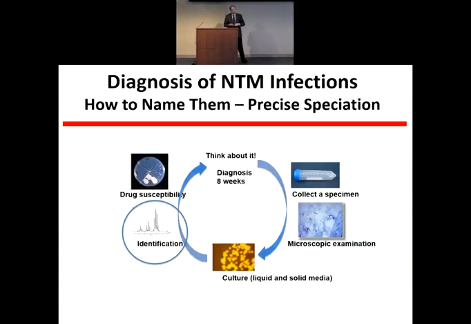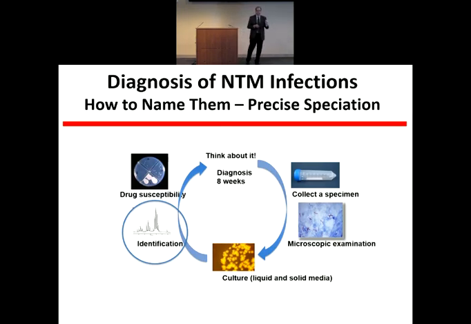Okay. So the hardest part of this is the beginning of this algorithm: you have to think about it. And particularly when it's an extrapulmonary site, people don't think about mycobacteria, but that's what we have to do. We collect the specimens, we do our standard microscopy, we recommend cultures in liquid and solid media. Most laboratories in the U.S. do not do that, probably 90+%. They do liquid only. And then we have to tell it what its name is. That's called identification, speciation.